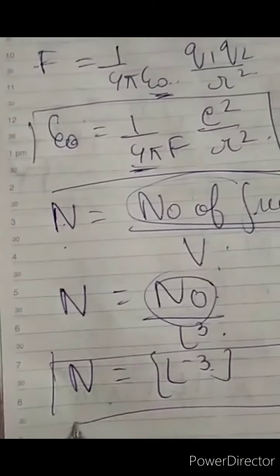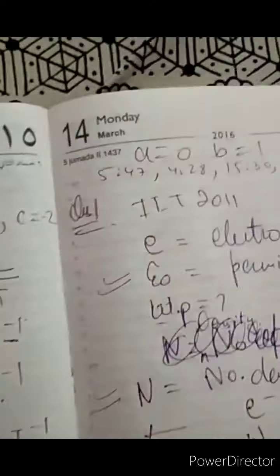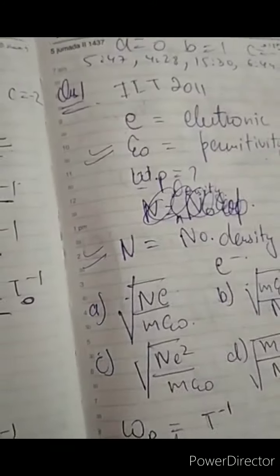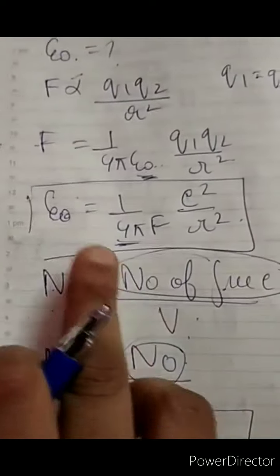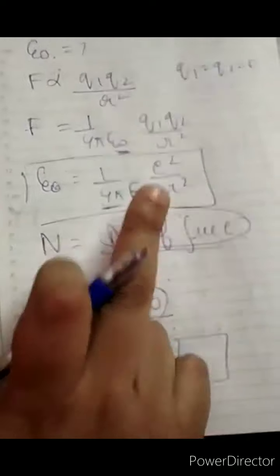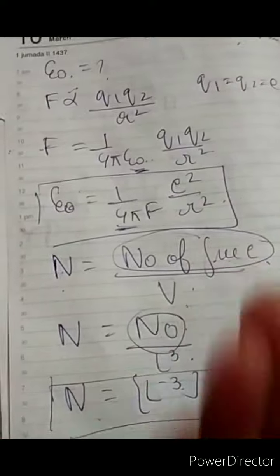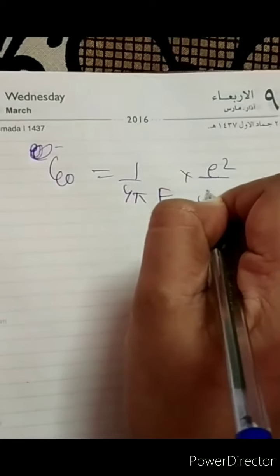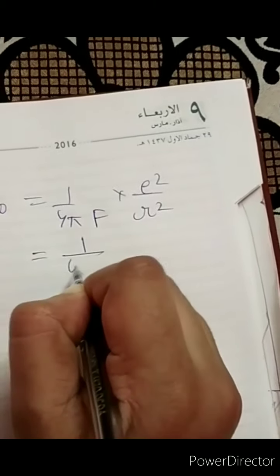Okay, we found the expression for n and the expression for epsilon 0. Students, look, in our question E is the electronic charge, which means omega also depends on E, but E is already repeating in epsilon 0. If you can see epsilon 0, we have E square. To give you a clear vision of it, epsilon 0 is 1 upon 4 pi F into E square upon R square. I am rewriting this expression here because I want to find its MLT form.